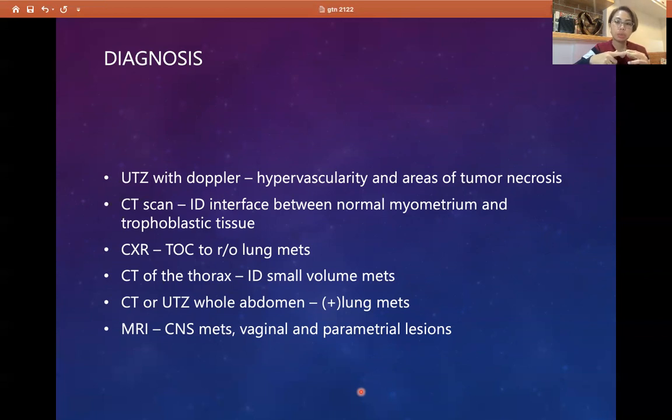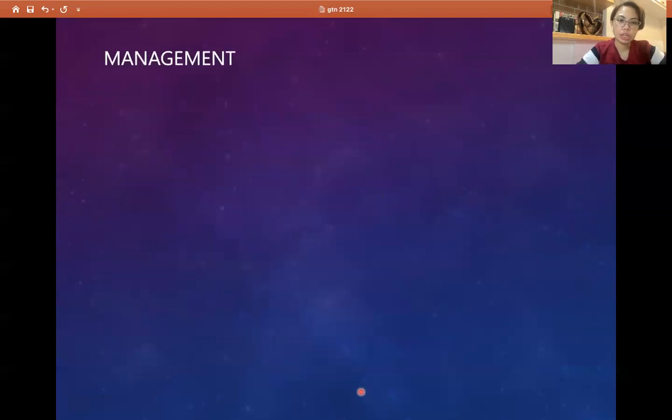CT of the thorax will be able to help us identify small volume metastasis, and CT or ultrasound of the whole abdomen will be done if there is presence of lung metastasis to be able to determine if there are other organs that are involved. MRI for CNS metastasis, and vaginal and parametrial lesions.